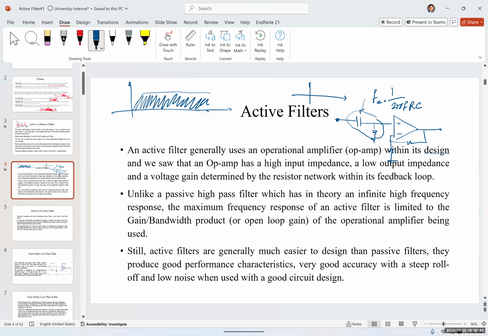But in reality, we already know that an op amp has an upper cutoff frequency limitation, which is determined by its gain bandwidth product. Do you remember what the upper cutoff frequency of an op amp, or F2, was? It was the gain bandwidth over A noise. So in reality, an op amp has a limited upper cutoff frequency, determined by its gain A noise, and especially the gain bandwidth product, which is the op amp itself.